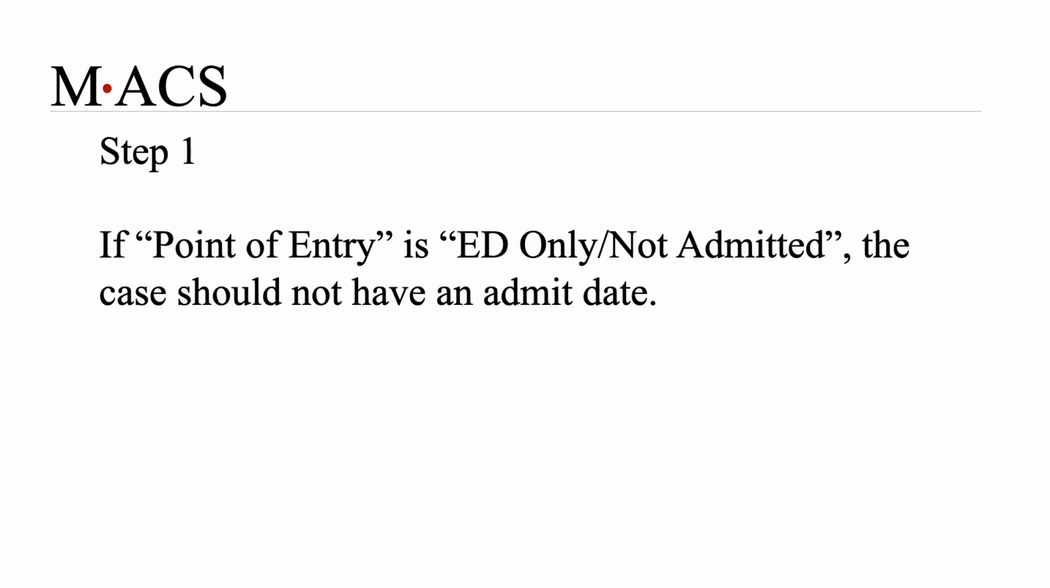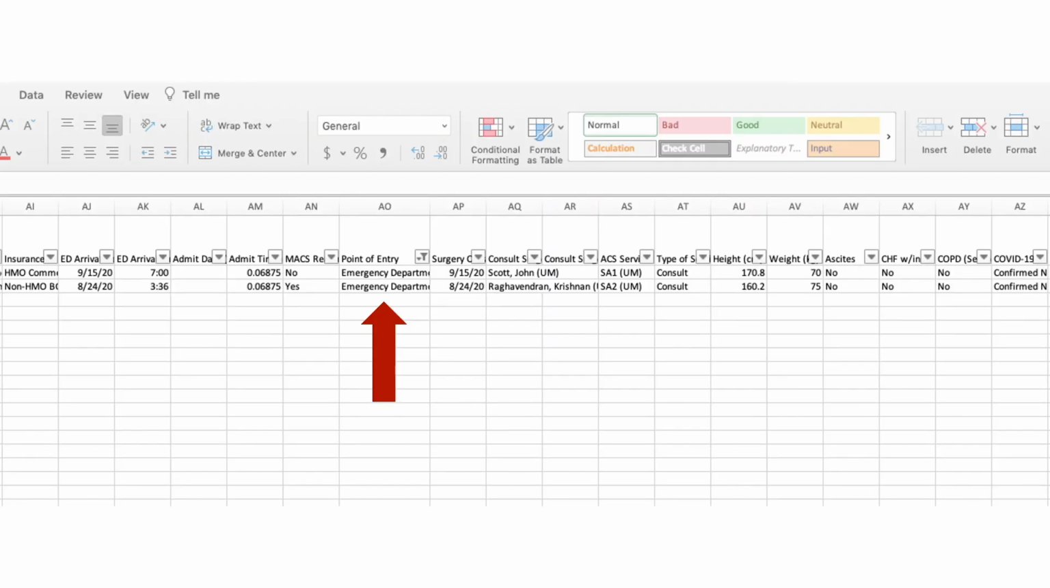Step 1 of data cleaning. If point of entry is ED only / not admitted, the case should not have an admit date. Go to the point of entry column and use your filter to show only the emergency department only / not admitted entries. Now look at the admit date column to make sure that there are no dates or times. We look to be okay here today.